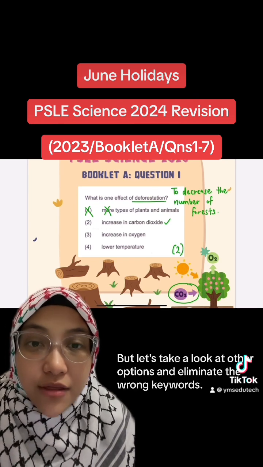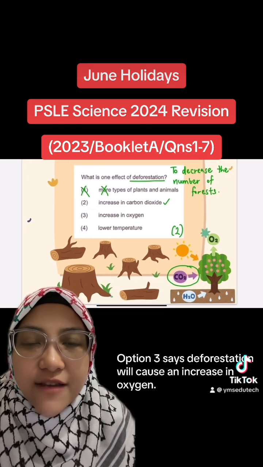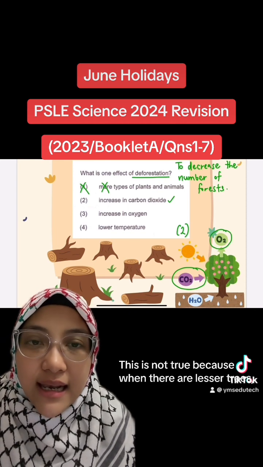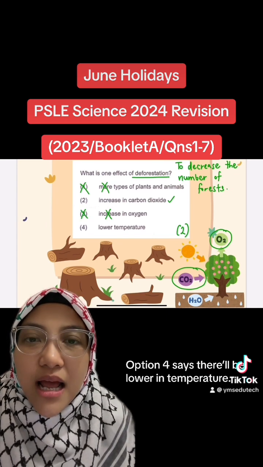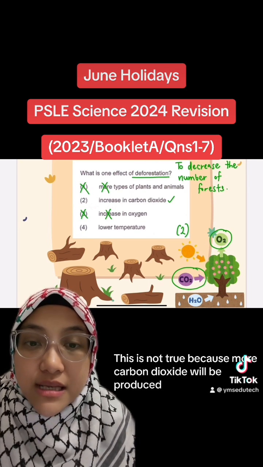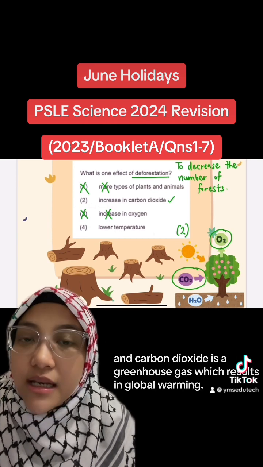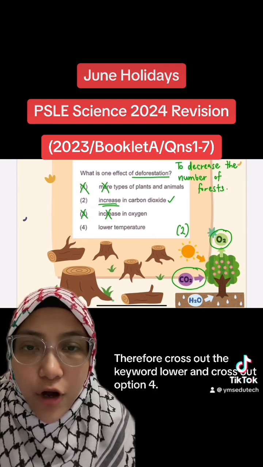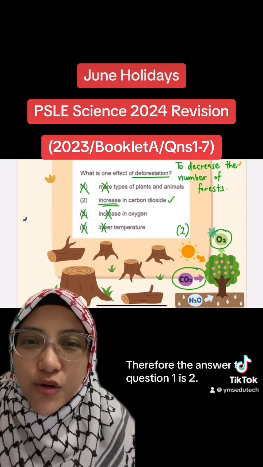But let's take a look at the other options and eliminate the wrong keywords. Option 3 says deforestation will cause an increase in oxygen. This is not true because when there are fewer trees, less oxygen will be produced. Option 4 says there will be a lower temperature. Also, this is not true because more carbon dioxide will be produced, and carbon dioxide is a greenhouse gas which results in global warming. Thus, it will increase the temperature. Therefore, cross out the keyword lower and cross out option 4. Therefore, the answer to question 1 is 2.